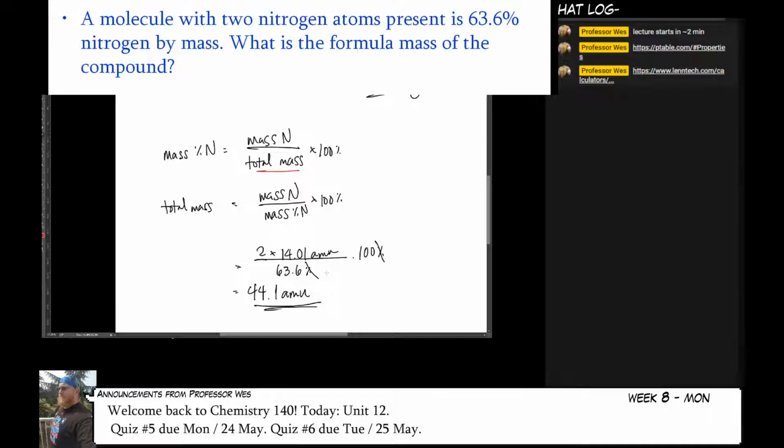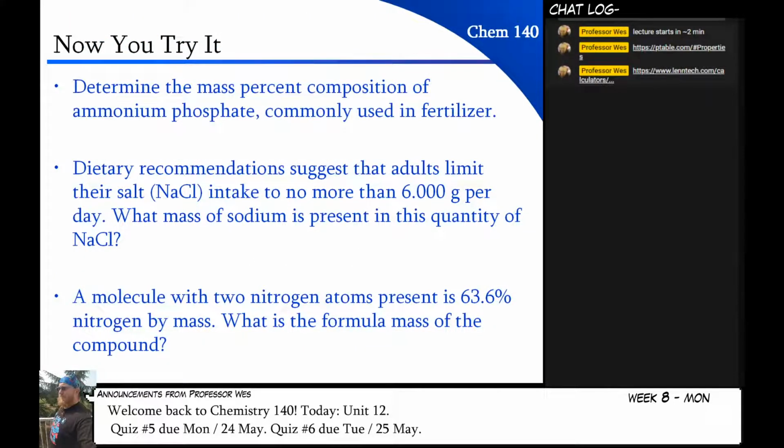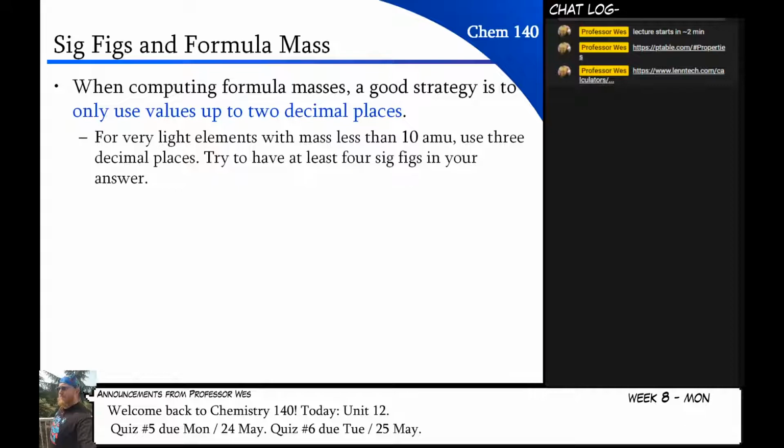So, again, lots of different ways to use this formula. Make sure that you are up to scratch on how to manipulate it and use your algebra skills, because you can't always just type it into Lenntech. All right. So that's an introduction to the types of calculations that we're going to be doing.